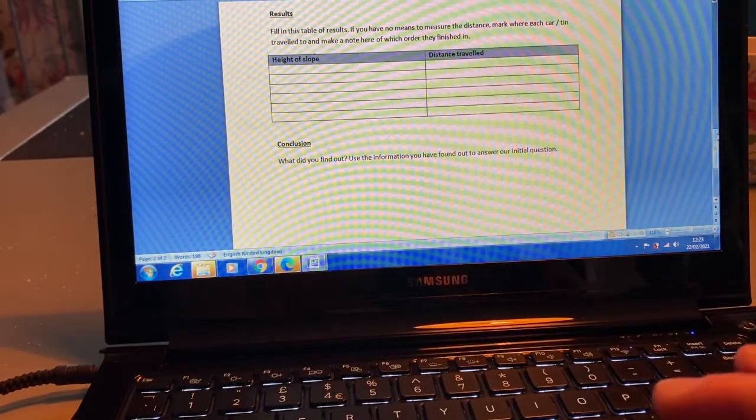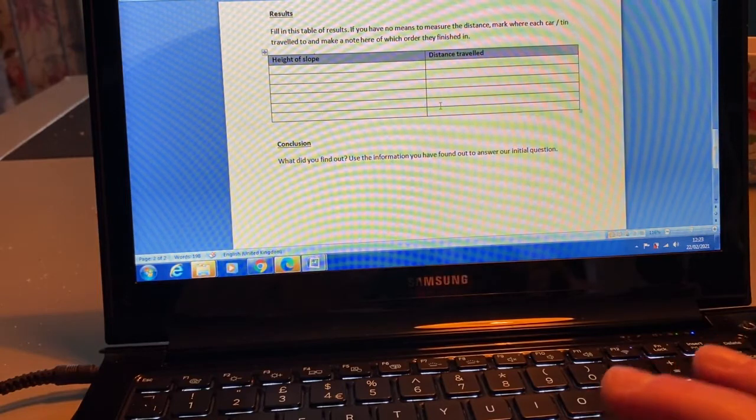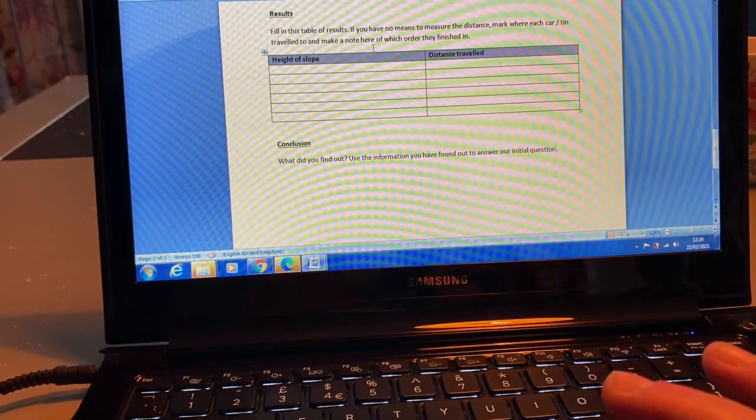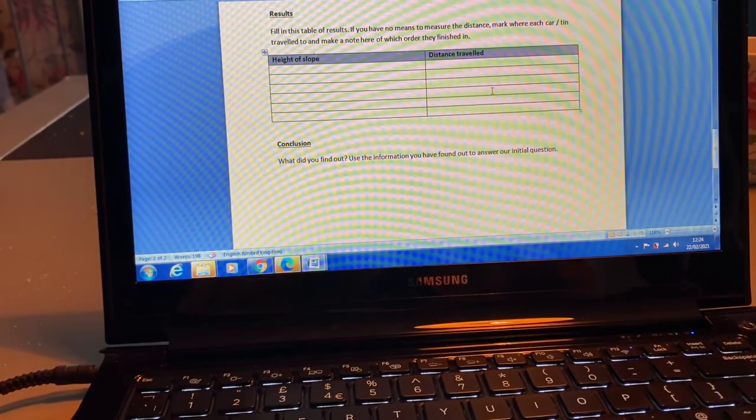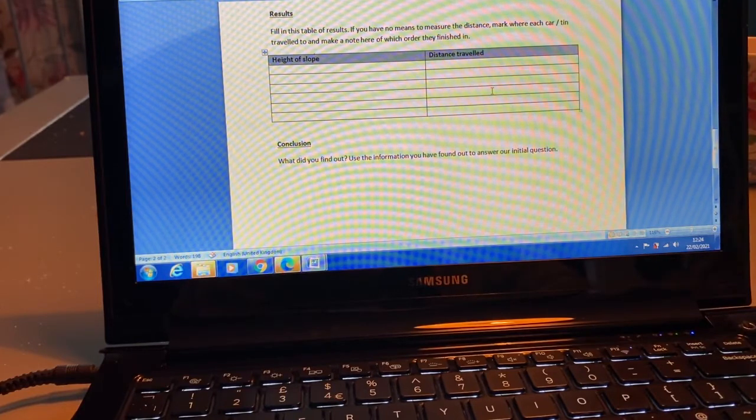Now at home, obviously, the height of your slope is going to be difficult to measure, and the distance travelled is going to be difficult to measure if you don't have anything to measure it with. You can check your dad's toolbox, see if there's a tape measure in there. I'm sure you've got rulers. Otherwise, you can just do a comparative measure.